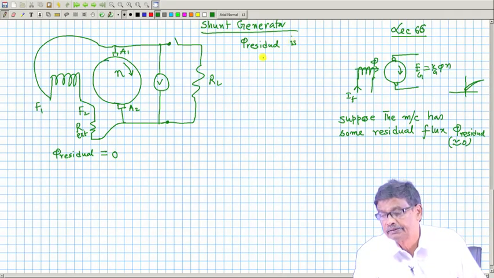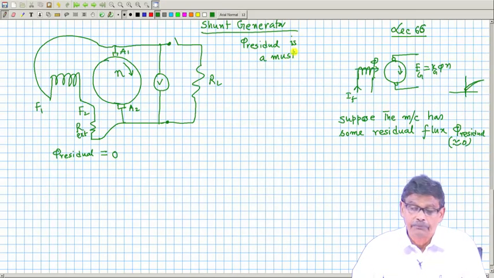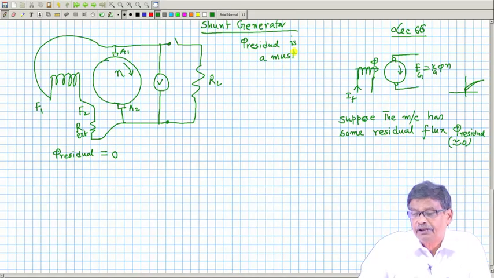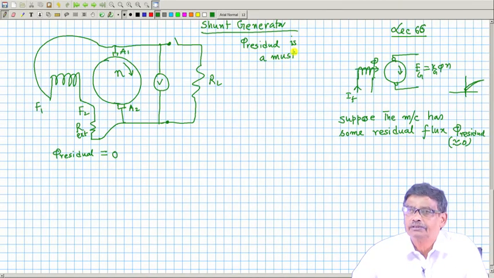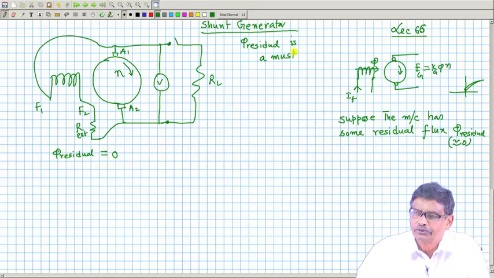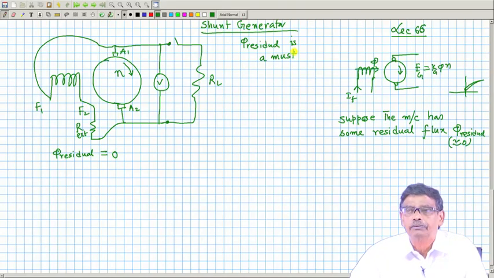Is a must. Therefore, if it is a very new machine, if you are not sure, better excite the field winding from a DC source, disconnect the DC source, some residual field will be present. That way one can easily make a machine to have some residual field. Okay, some residual field is there.